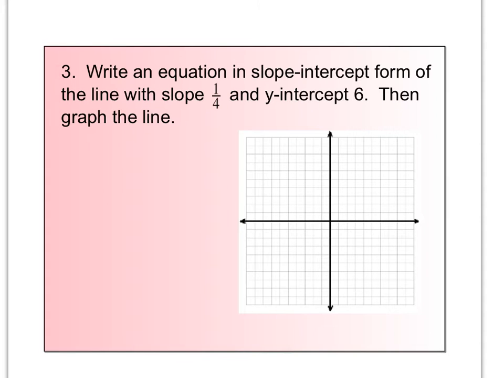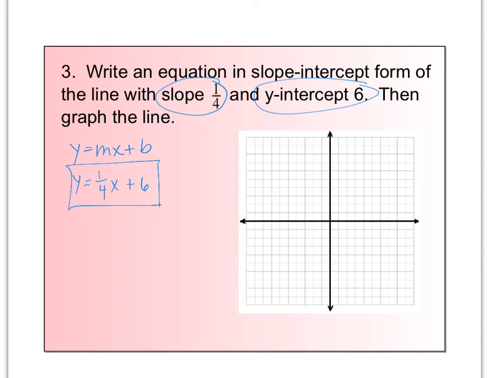Number 3, write an equation in slope-intercept form of the line with a slope of 1/4 and a y-intercept of 6, then graph the line. So we know we want to write it in slope-intercept form, which is y equals mx plus b. Our slope is 1/4, so it's going to go y equals 1/4 x. Our y-intercept is 6, so plus 6. This is the equation for the line.